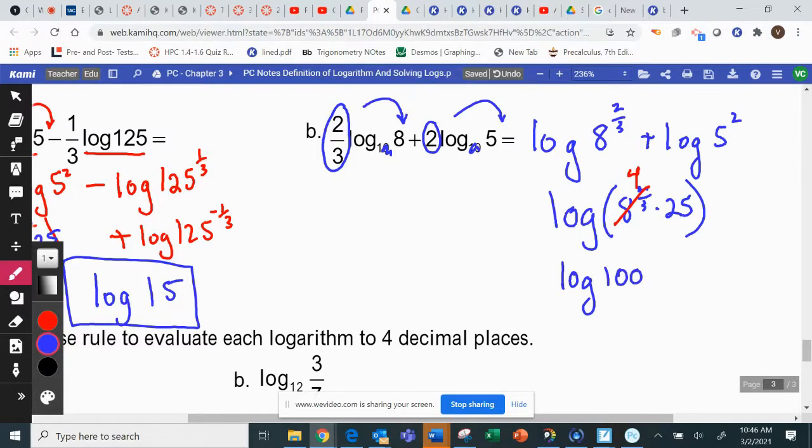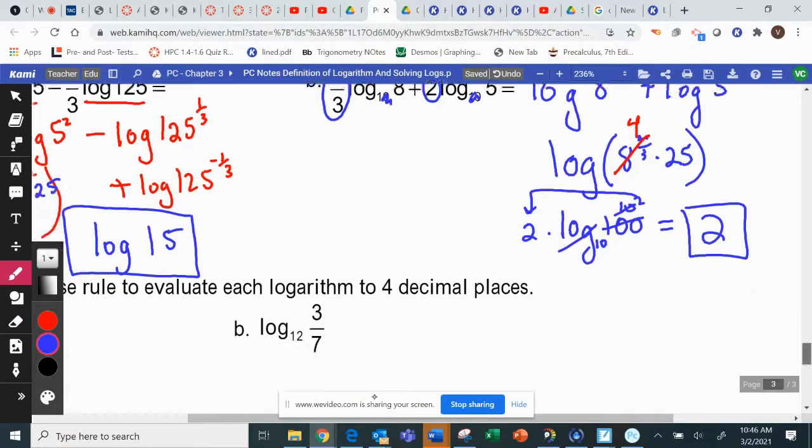Is that as simple as I can make this one? It's not. Why? It can go to 2. Is that what you're saying? The answer becomes 2, yes, because the base is 10, and then 100 is 10 squared. The 2 comes in front, and those cancel, and we get 2. Good.